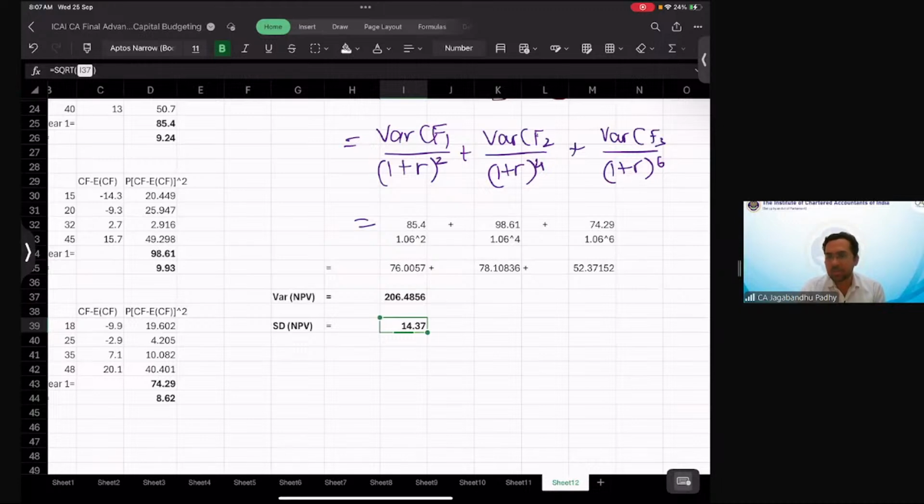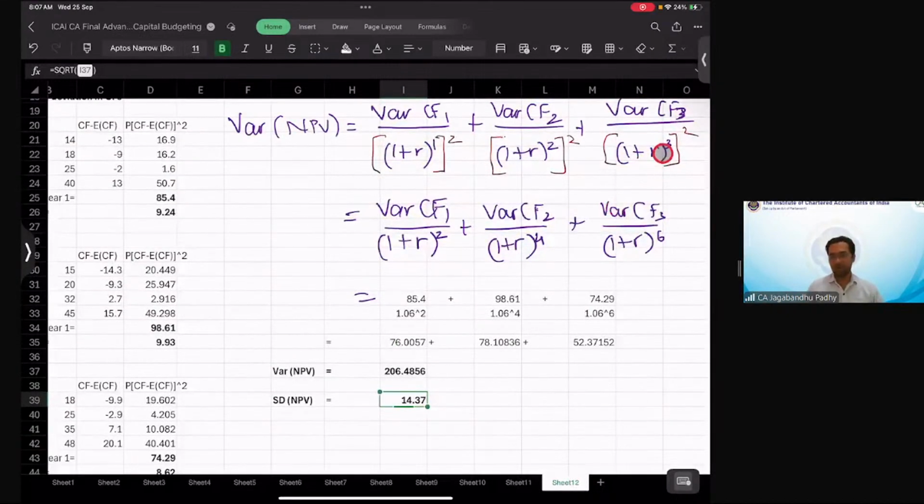If someone is also asking a query, in year three, power should be 8? No, because in year three, what we did is 1 plus rate to the power of 3, general power 3, but we need to square it. So 3 into 2, that's going to be 6.